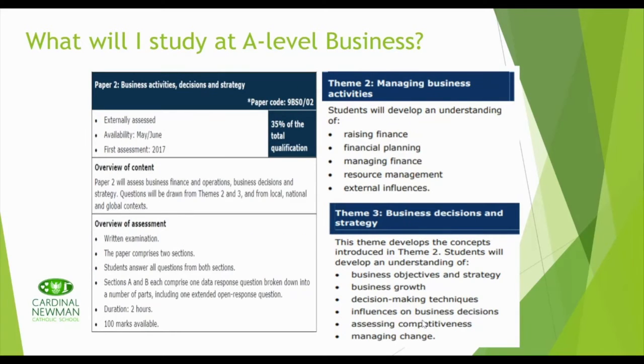The second area that we look at within A-Level Business is Paper 2, and this is called Business Activities, Decisions and Strategies. And again, it's broken down into two different themed areas. Theme 2, which is studied in Year 12, and Theme 3, which is studied in Year 13. Within Theme 2, students will develop an understanding of all financial aspects of the business, all of the operations aspects of the business, and any external influences which might affect the business.